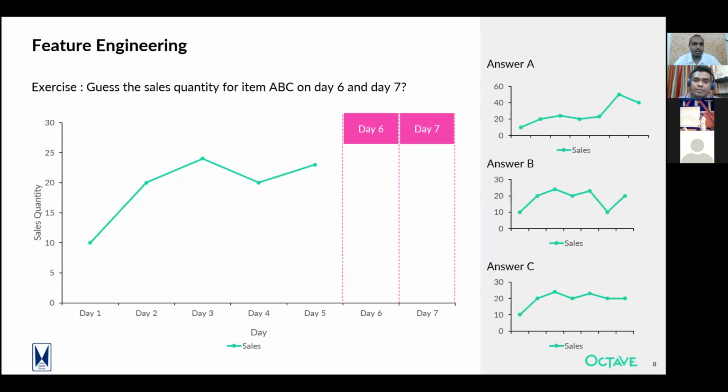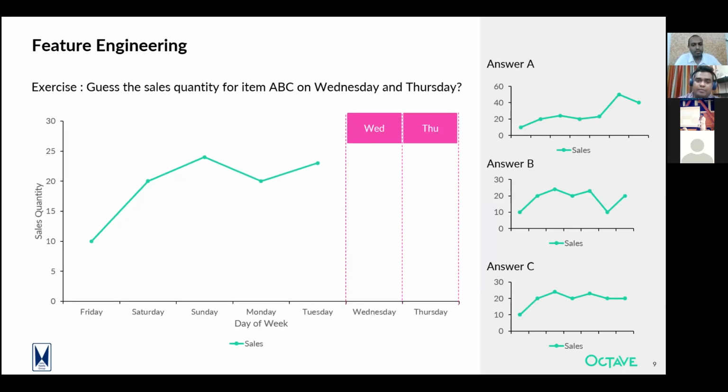So here, now we have a little bit more information. On this question, the objective is to understand the sales quantity for this particular item on day number 6 and 7. And now we know the days of the week, right? So the days of the week are Wednesday and Thursday. We have sales on Friday, and it has increased on Saturday and further increased on Sunday, and then it has gone down. So now what do you think the sales would turn out to be on Wednesday and Thursday?